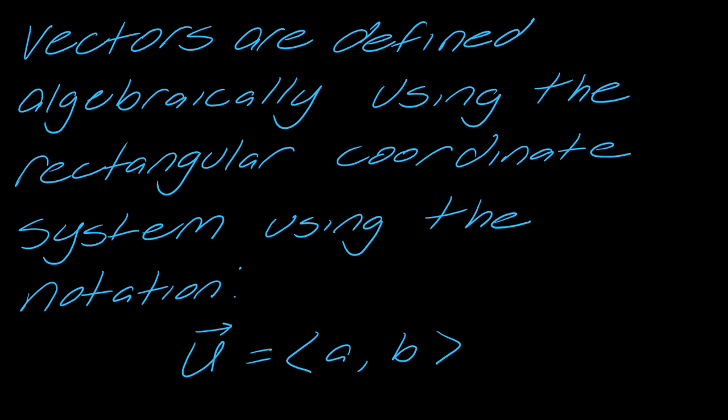Okay. Vectors are defined algebraically using the rectangular coordinate system using this notation. So you've still got your vector notation, but we have these angular brackets, and these should be softer than the normal bracket that you see on the keyboard. Usually when we try to draw these brackets, we try to draw them a little softer. Mine end up not looking quite as soft, but that's kind of the goal. So that's how you know it's a vector, is it has a softer angular bracket.